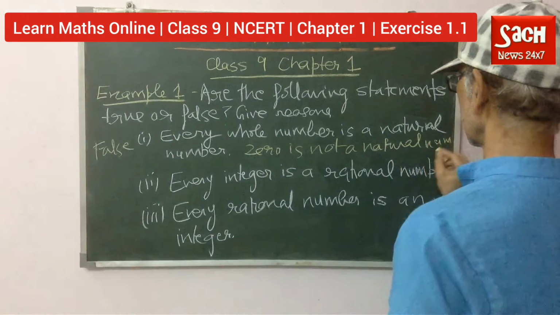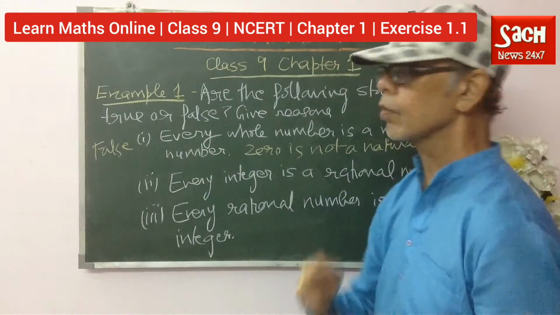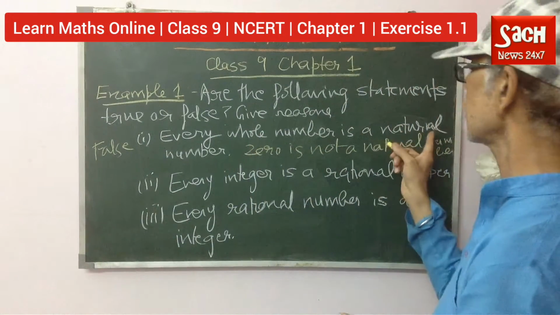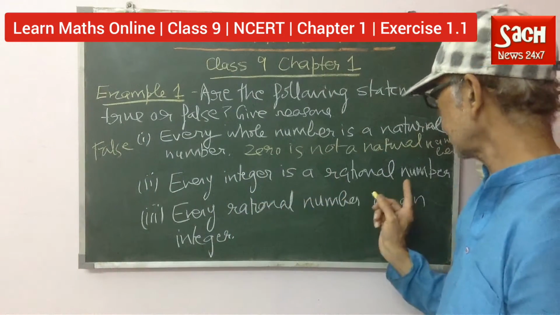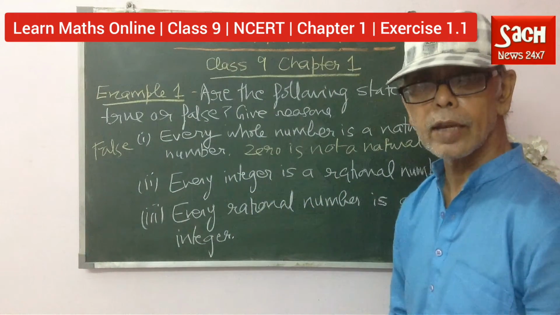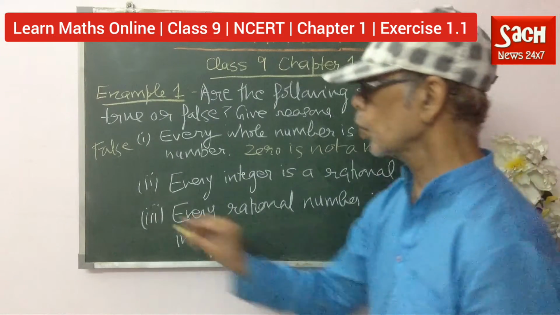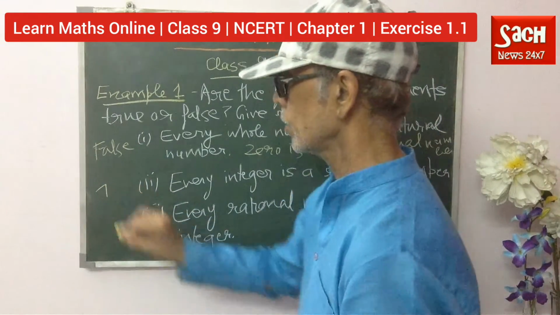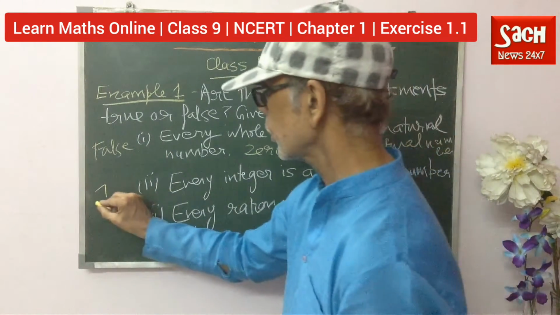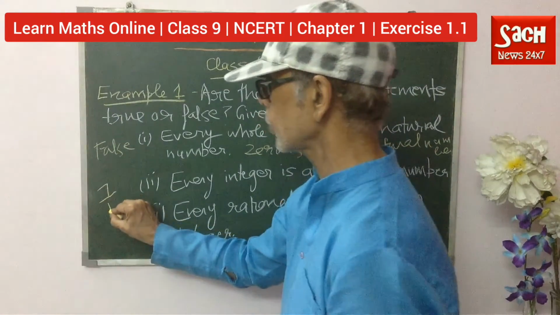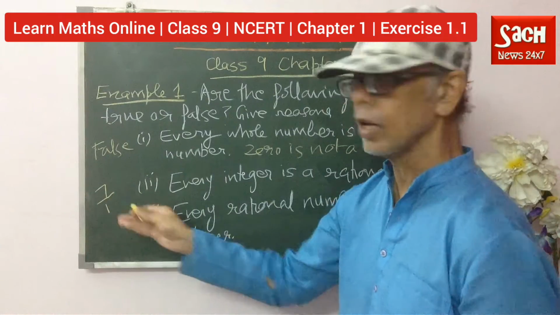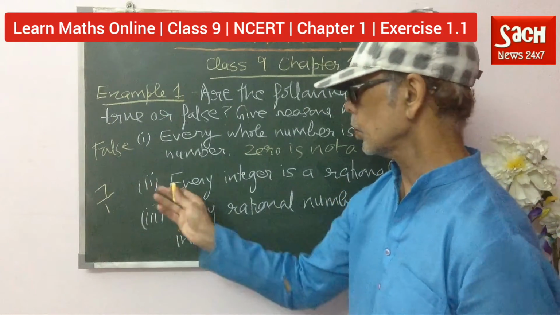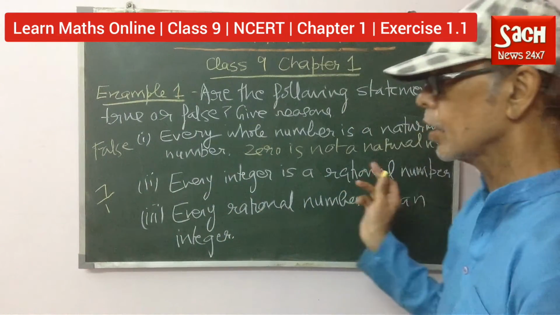That's why this is a false statement. Every whole number is not a natural number. Every integer is a rational number. Can every integer, suppose the integer is 7, be a rational number? Yes, 7 can be represented as 7 by 1, because if you divide any number by 1, it will be the same. So every integer is a rational number.